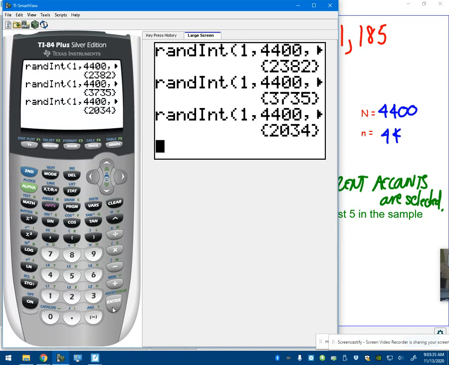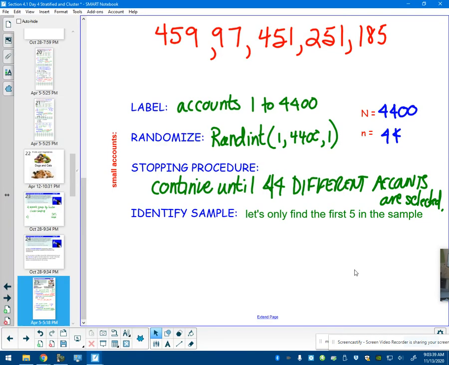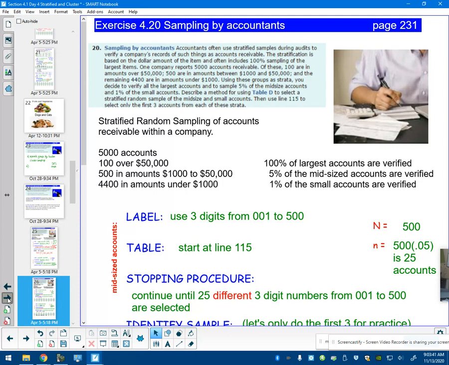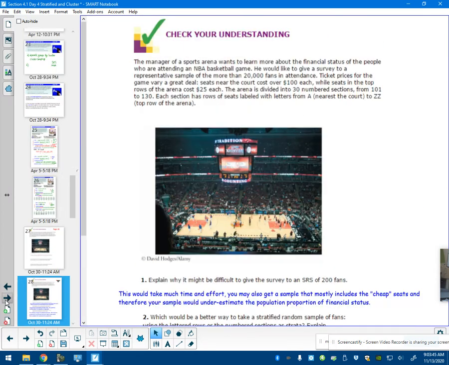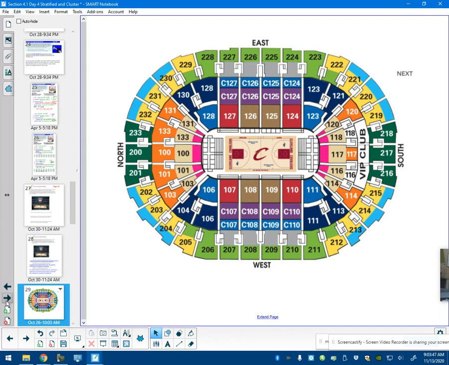Okay, the last one on the back side talks about stadiums. And if we look at stadiums, would cluster or stratified sampling be better?